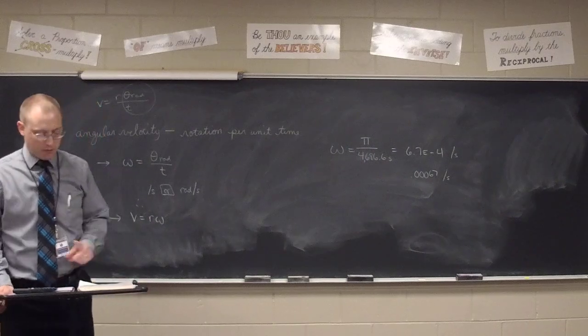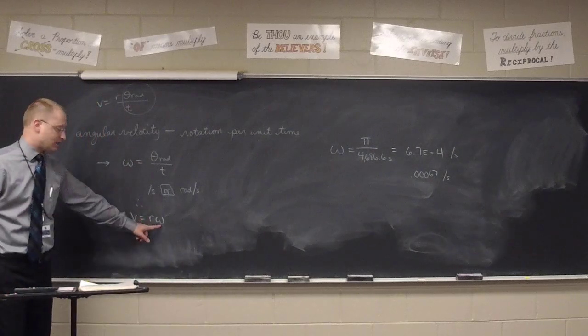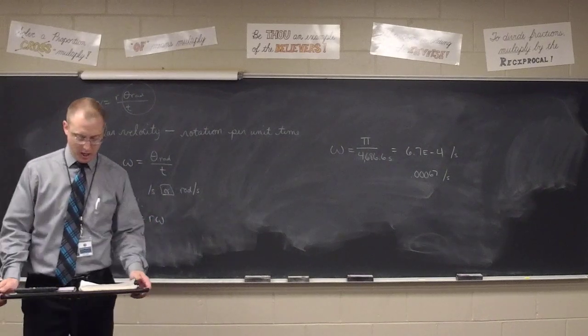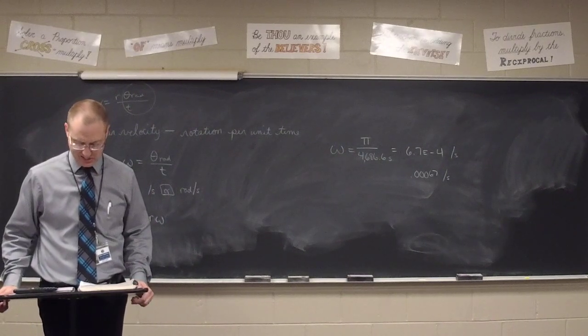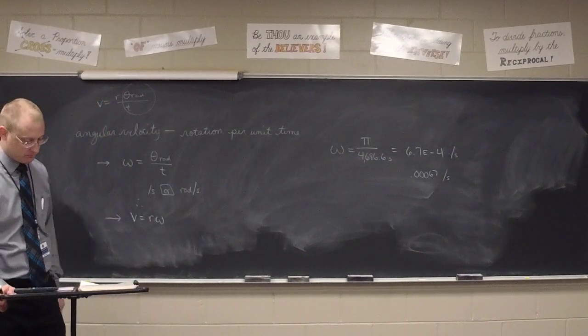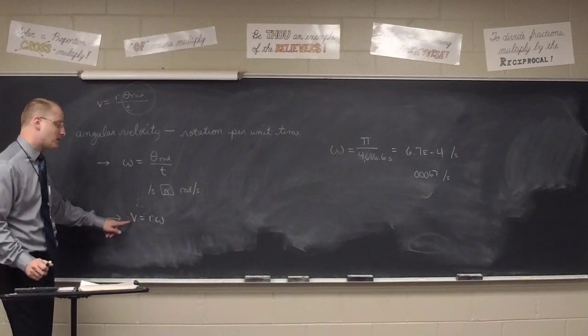They want the linear velocity. They give you the angular velocity and they give you the radius. But look at the radius: 16 centimeters. What do I want it to be? Meters, because I want velocity to be meters per second.